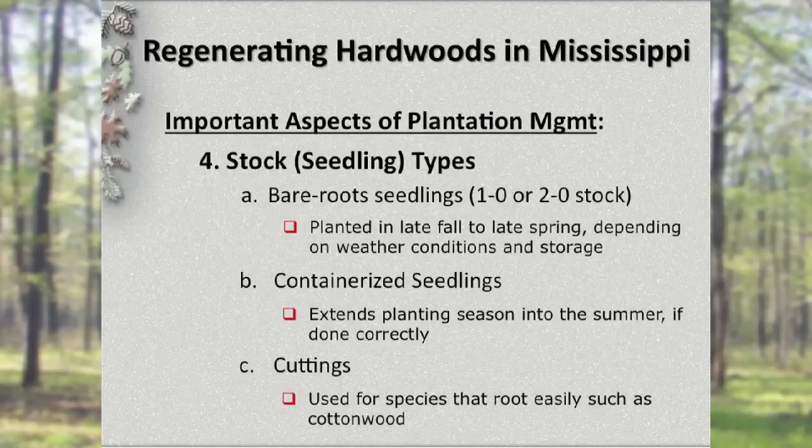So what type of stock or seedlings are we looking at? There are really three general categories. There are bare root seedlings, no matter whether they're 1-0 stock or 2-0 stock, 1-0 being grown in the nursery for one year, 2-0 stock being grown in the nursery two years. But we like to plant those either in the late fall to late spring, and that really depends on weather conditions and storage. We don't want to store our seedlings any longer than we have to in a cooler. If you have to store them, you have to store them at 35 degrees or so. Try not to store them for more than three months.